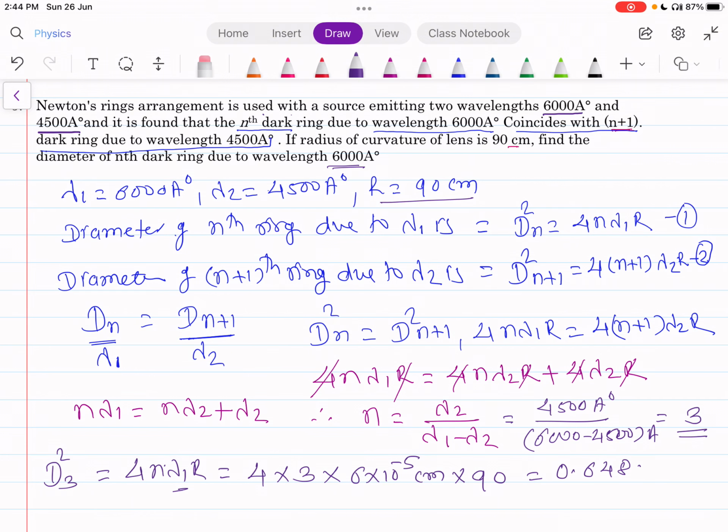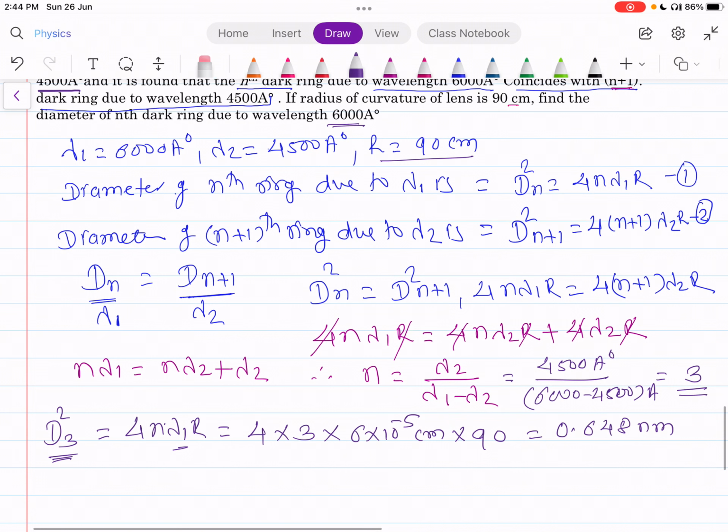0.648 square centimeter, which is the diameter square of the third ring. So let us take the square root on both sides. Then the diameter of the third ring is 0.81 centimeter, and this is the answer.